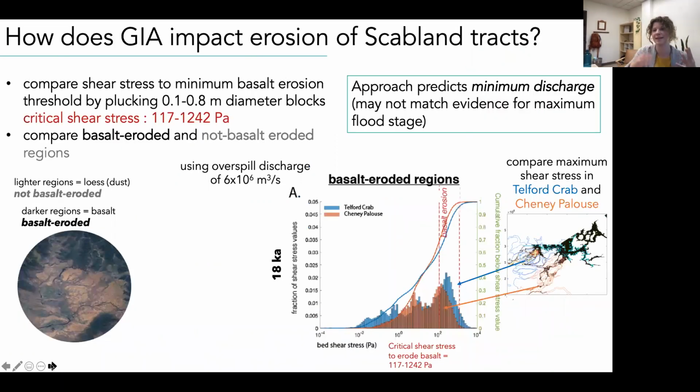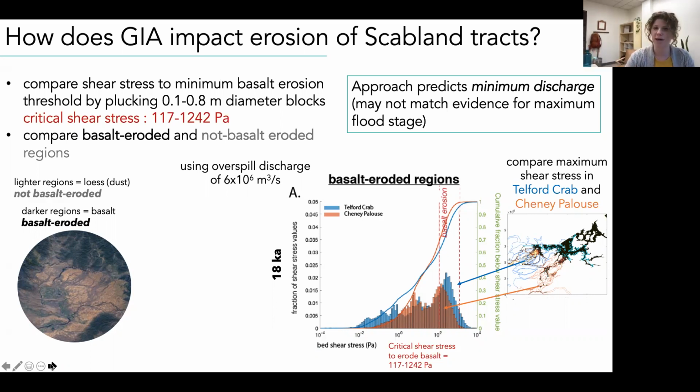Okay, so we're going to take this another step further, and we're going to compare those maps of bed shear stress to the threshold that's required to erode basalt. So we know these channels are formed by eroding basalt, and probably by plucking columns of basalt. And so based on the size of pieces of basalt columns that are found in deposits, we can calculate the critical shear stress that's required to pluck that basalt boulder. And so we can compare the predicted shear stresses to what's required to erode.